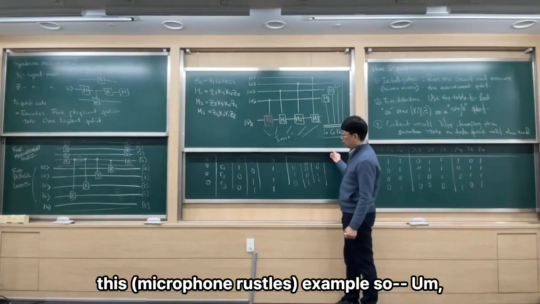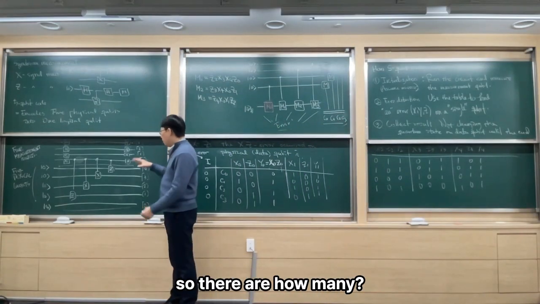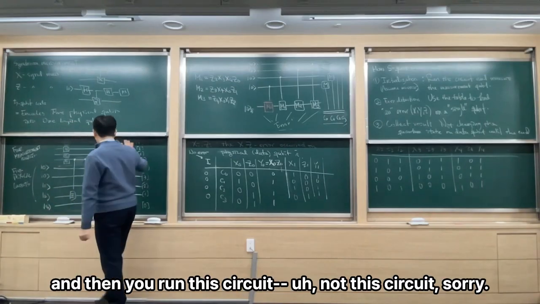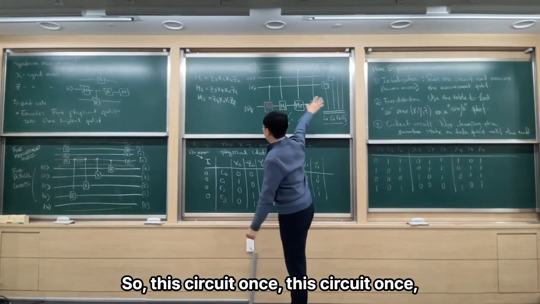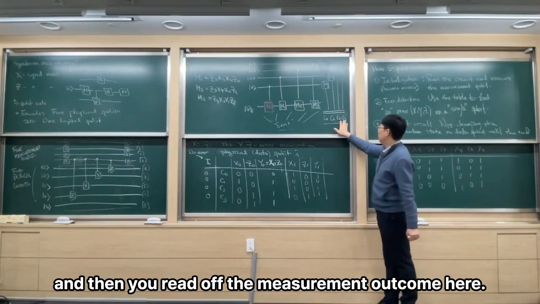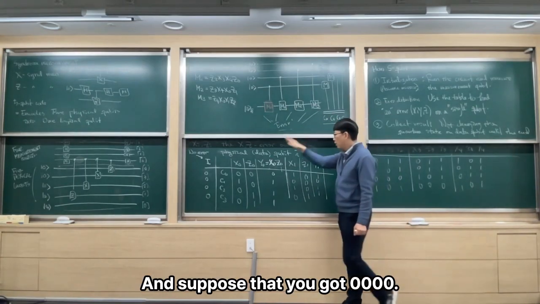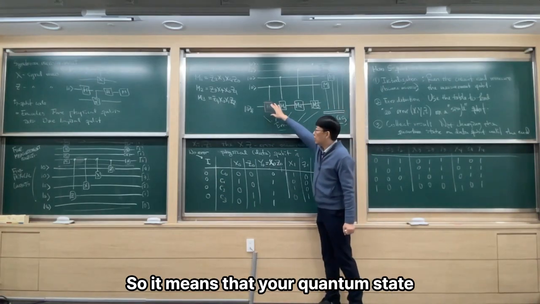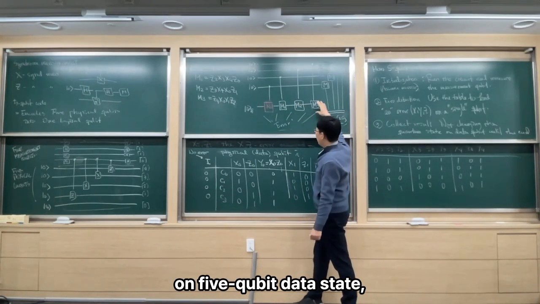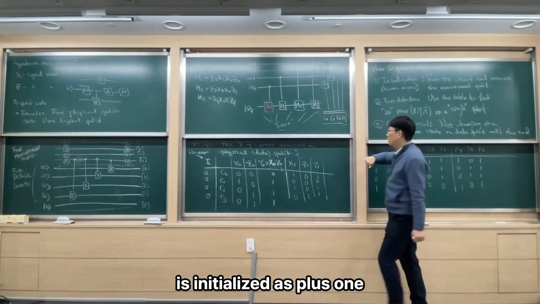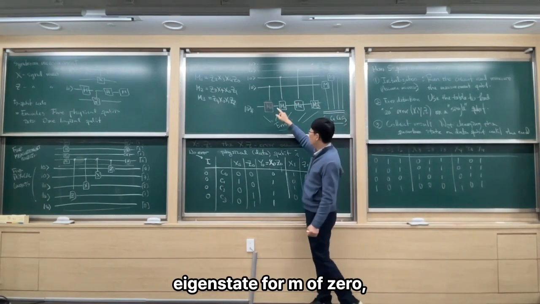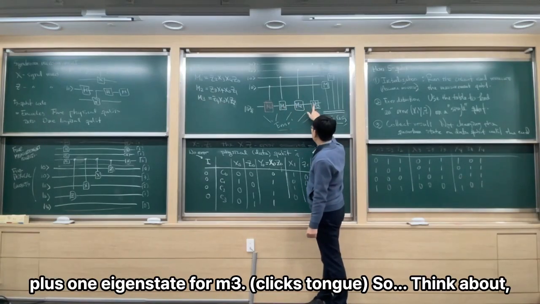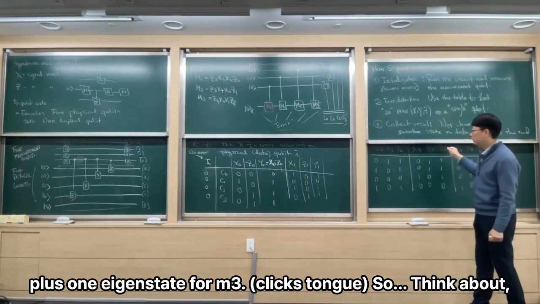let me give you this example. If your data qubit is initialized at random, and then you run this circuit once, and you read off the measurement outcome here, and suppose that you got 0, 0, 0, 0, it means that your quantum state on these 5 data qubits is initialized as +1 eigenstate for M0, +1 eigenstate for M1, +1 eigenstate for M2, +1 eigenstate for M3.